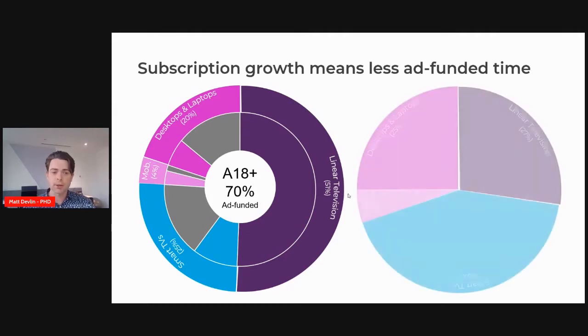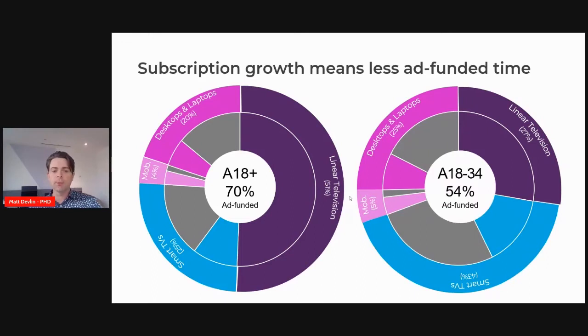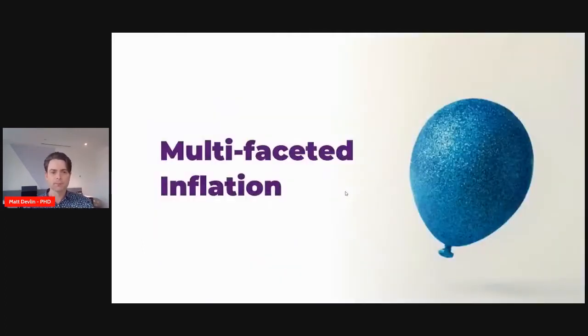And amongst younger adults, the story's more severe. They spend a significant proportion of their time looking at a television, almost as much, but they're much more likely to be adopting the connected TV, smart TV services. And as a result, only about half the time of adults 18 to 34 is ad funded, 54%. And so attention is becoming much more fragmented in terms of a marketer's ability to reach it. More platforms, more ways of measuring, more types of creative. And that's creating a lot of complexity that simply didn't exist before.